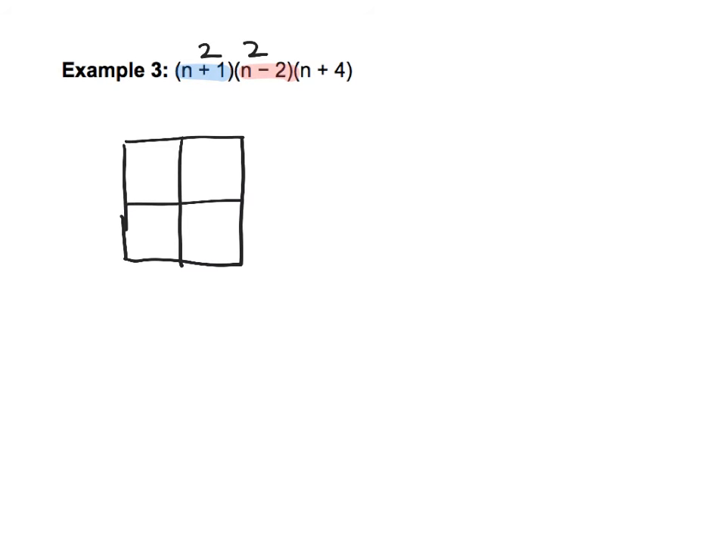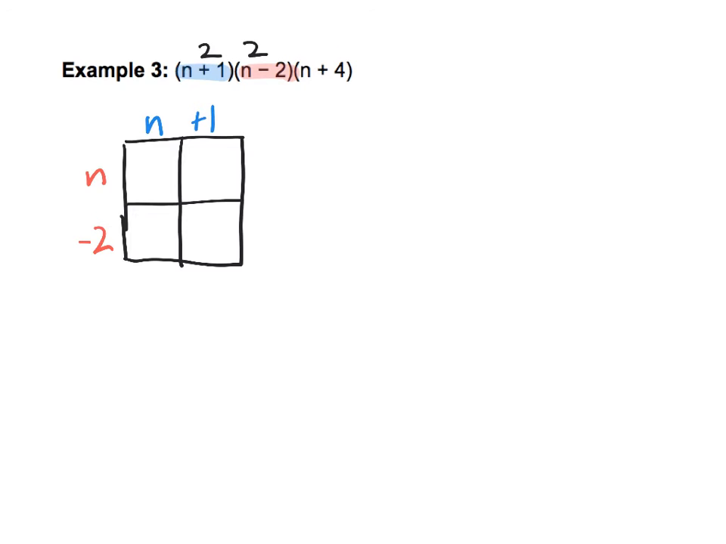On the top, let's put n plus 1. And along the side, we can put n minus 2. Again, you could flip-flop your n plus 1 and your n minus 2. It doesn't matter if they're on the top or the side of your box, as long as the blue parts are together and the red parts are together. I'm going to start by multiplying these, and then I'll worry about my last one.